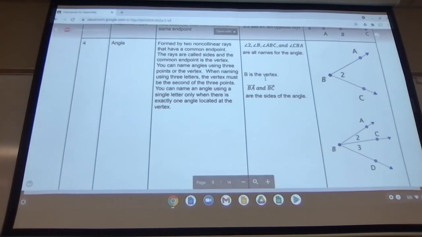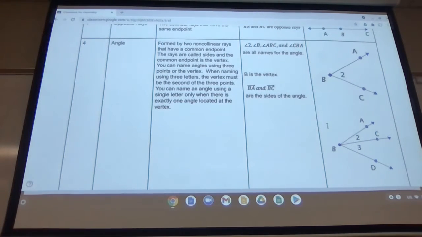Okay, but on all those, B is your vertex. And if you come down here, this one, you've got a few different angles with B as the vertex. Angle 2 has B as a vertex. Angle 3 has B as a vertex. And then there's also the big angle. Angle ABD would also have B as a vertex. So a lot of stuff going on in that second picture.